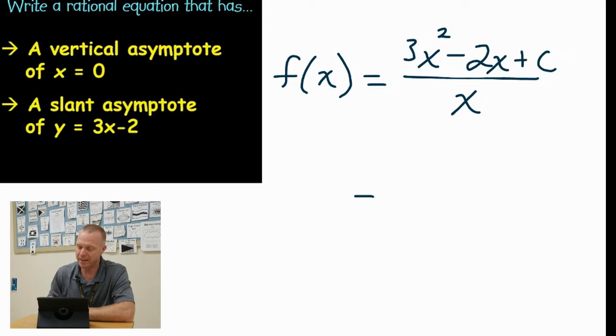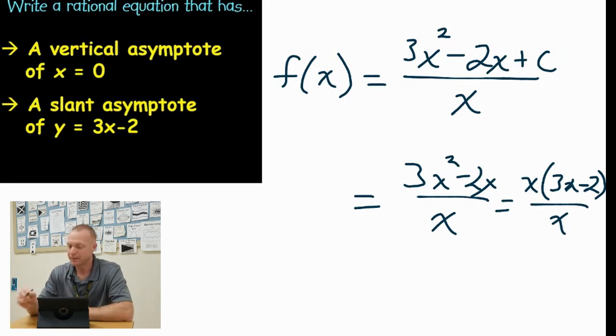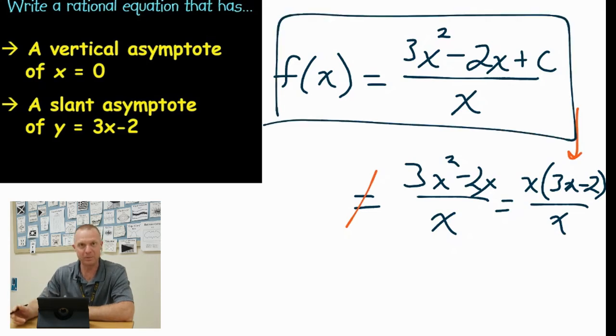In other words, if I had written it just as 3x squared minus 2x, what I actually did, knowingly or unknowingly, is I put a hole in the graph. I put a hole in the graph, and my graph is now going to just resemble 3x minus 2. In other words, there's no remainder, so there's no slant. Now let's be clear, this answer is not right, but this answer is right when I put the plus c at the end, which again gives me a remainder.